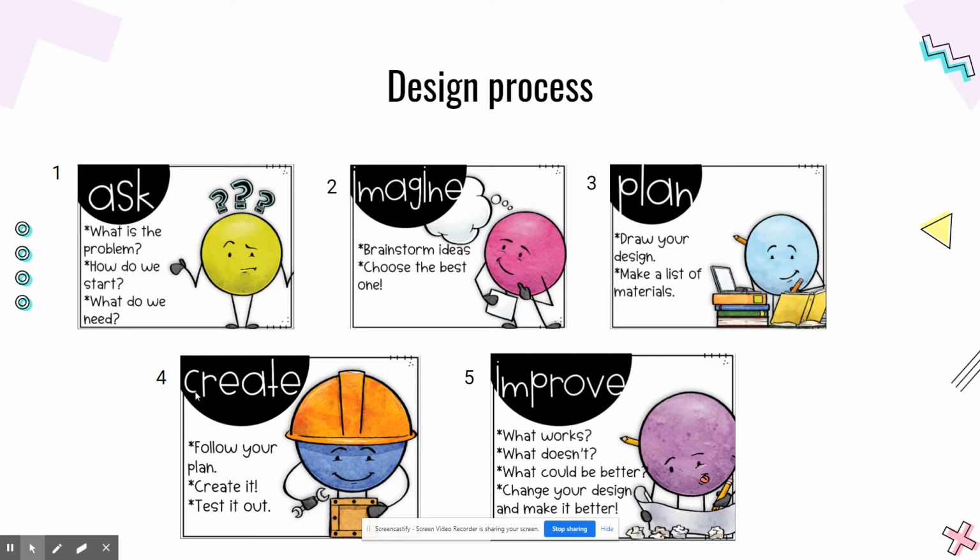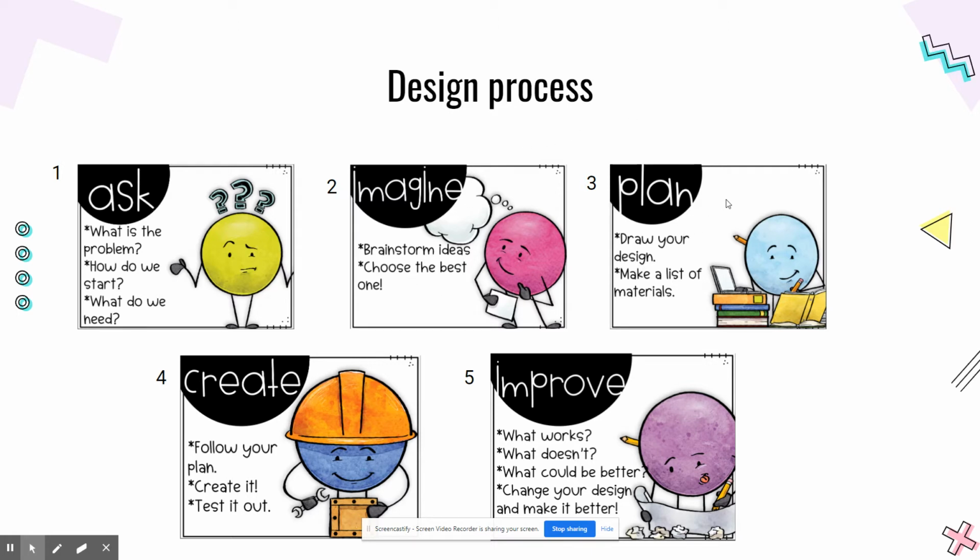The fourth step, you're going to create. So you're going to follow your plan. You're actually going to create your plan. In this case, the engineer is going to create the bridge. But first, the engineer had to ask what was the problem. Then the engineer had to make a list of what? Of ideas, everything that he can think of that can solve this problem. How can this person reach the other house if there's a river in the middle? That's the problem. Then the engineer thinks of ideas and he chooses the best one.